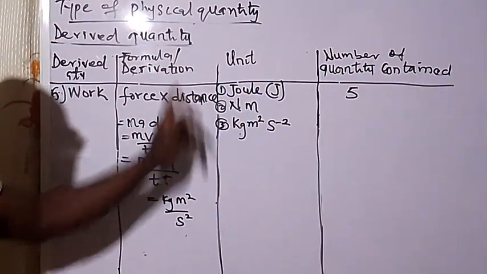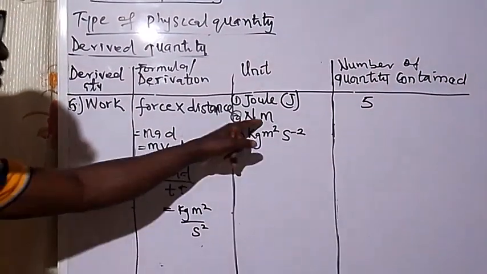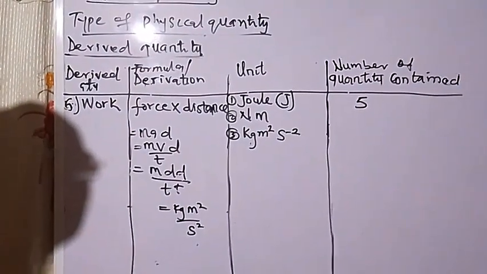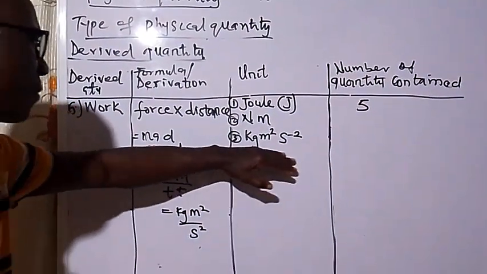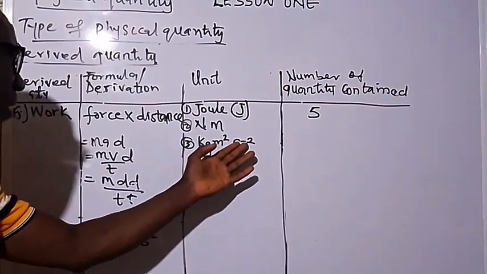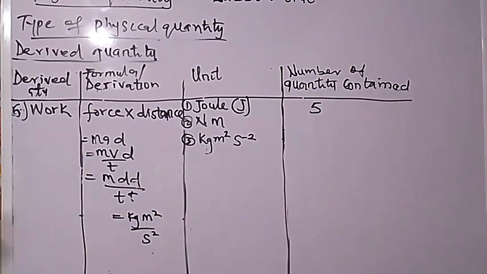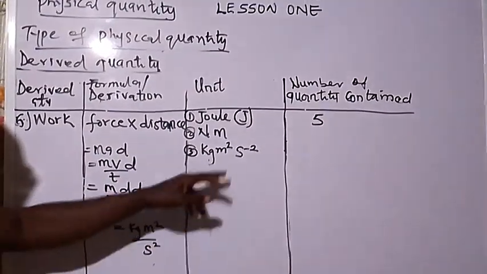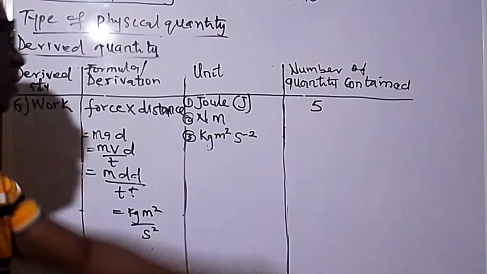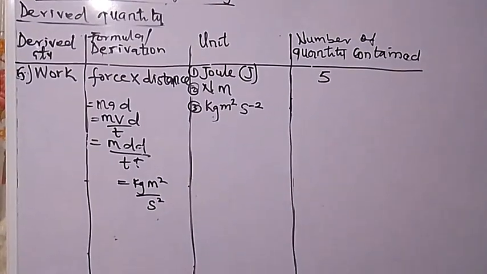The number 1 unit cannot be the basic unit because joule is not from fundamental unit. Number 2 unit also cannot be the basic unit because Newton is not from fundamental unit. But the only series of units that we can have from fundamental units are kilogram, meter, and second. And all these are present in the number 3 unit. So the basic unit of work is kilogram meter square per second square. And the number of quantities that work contains, we consider that to be 5 quantities.